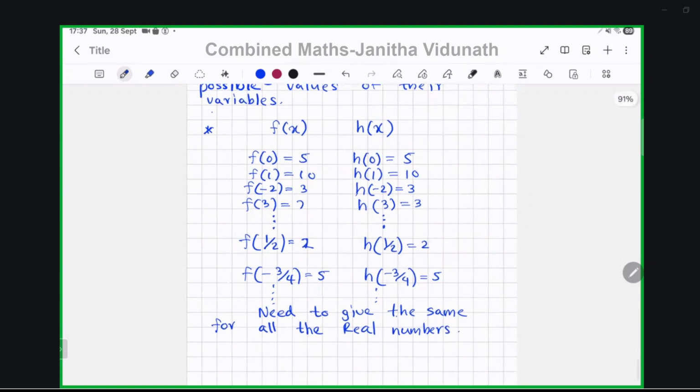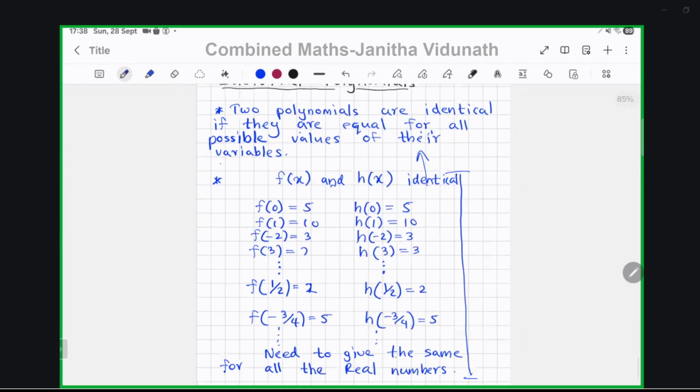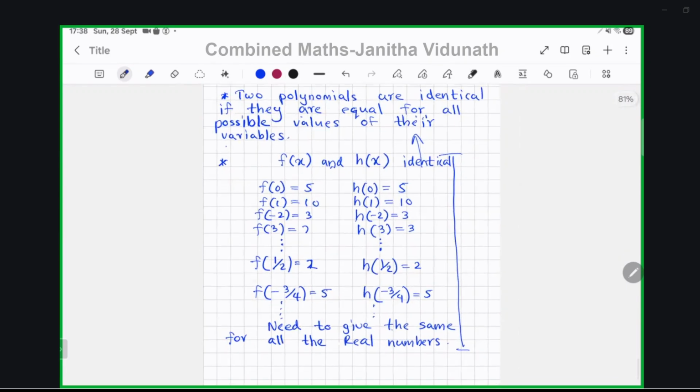Okay, write down this also. This is what we say in our definition. For any value we plug into those two functions, if f(x) and h(x) are identical, then both need to give the same value for any real number. Okay. Write down this example.